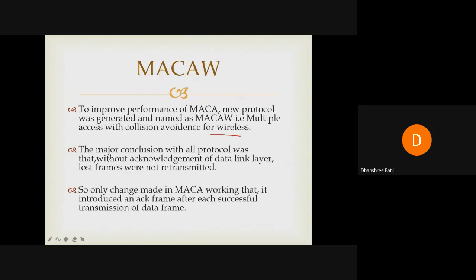You can see here, without acknowledgement, the data link layer frames lost were not retransmitted. So only one change is made in MACA working: it introduces an acknowledgement frame after each successful transmission of the data frame. Only one change is made, which I already explained.